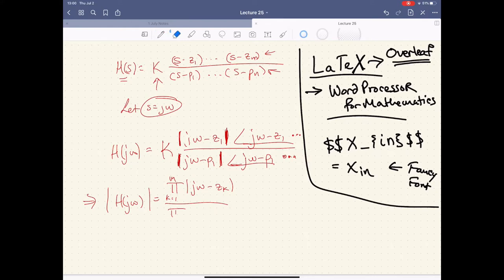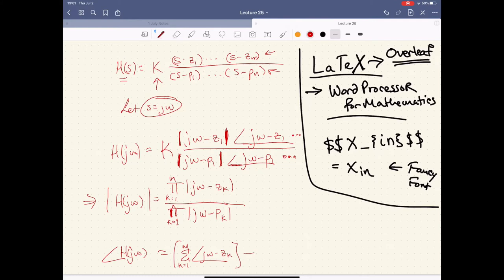Actually, since these are two different indices, it really doesn't matter, because they're internal to themselves. Okay, so since these are not the same k, there's just a running index. Nice. Okay, so there we go. Same thing with the angles, except they're going to be summed together. We talked about this last time. This is equal to this, the angle of j omega minus zk, and if I bracket this off, I can totally use the same index again.